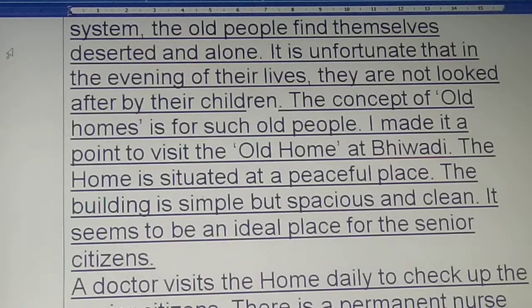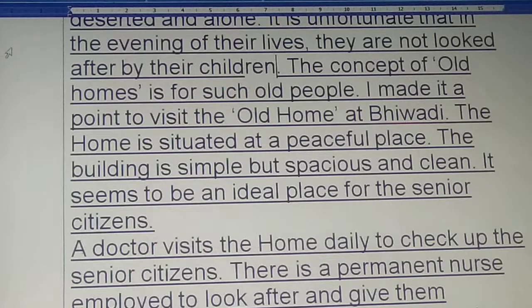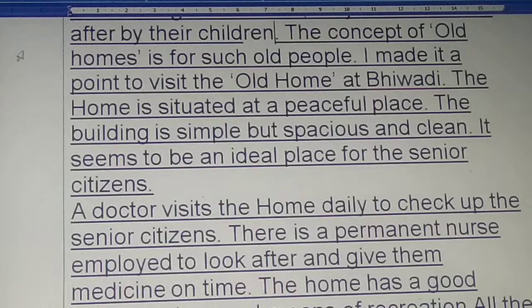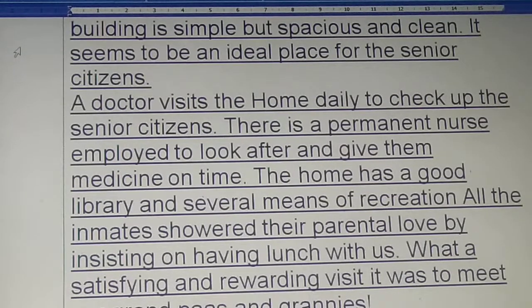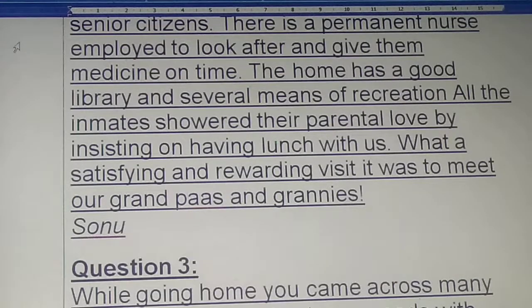I made it a point to visit the old age home at Bhiwari. The home is situated at a peaceful place. The building is simple but spacious and clean. It seems to be an ideal place for the senior citizens. A doctor visits the home daily to check up the senior citizens. There's a permanent nurse employed to look after them and give them medicine on time. The home has a good library and several means of recreation.